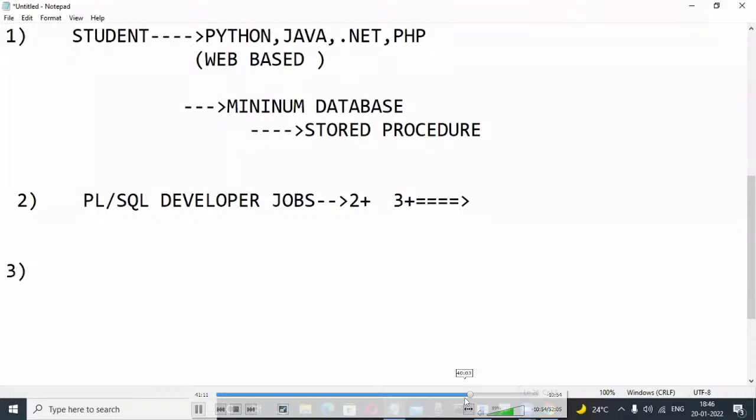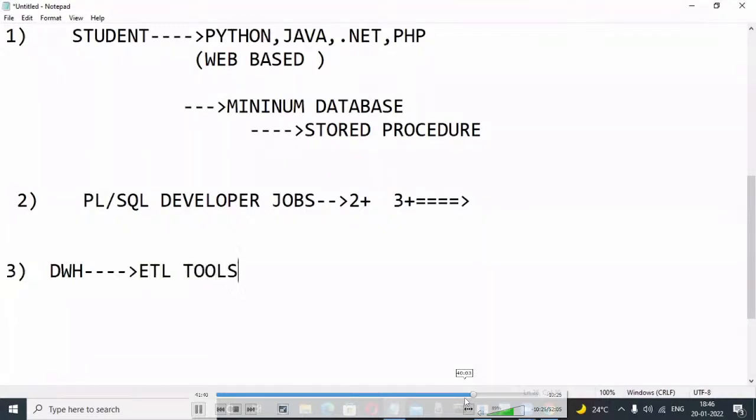Another type of persons. Nowadays, so many people do not have very good knowledge of coding, maybe non-technical persons. They want to move into software. In that case, one type of jobs is there. What is that? Data warehousing technologies. In that, ETL programmers are there and reporting programmers are there. Extraction, transformation, and loading.